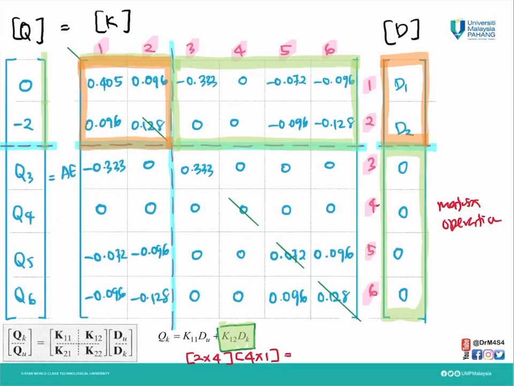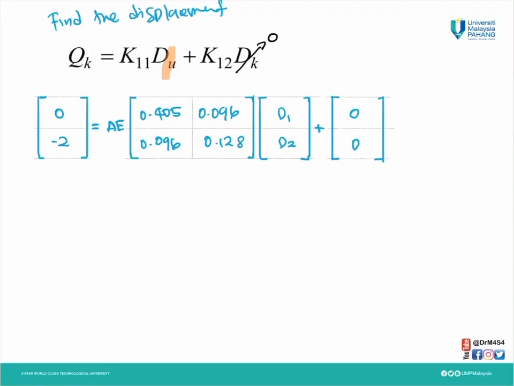Remember, for matrix size, always row times column. So for this matrix operation, we're going to get a matrix size of 2 times 1 as a result. Always remember, if you're going to multiply two matrices, the column number of the first must equal the row number of the second. Then the matrix size for the result of K12 times dk is 2 times 1. Therefore, the size here is 2 times 1 matrix size.